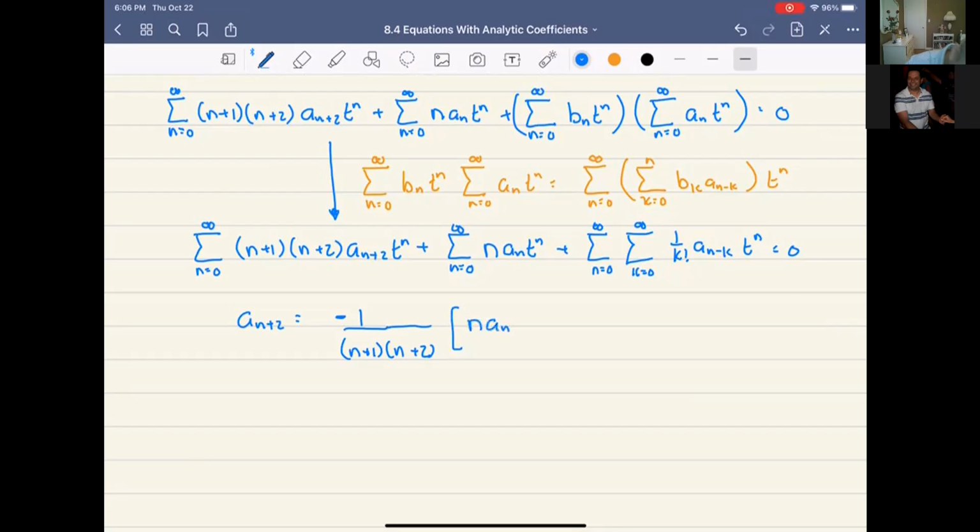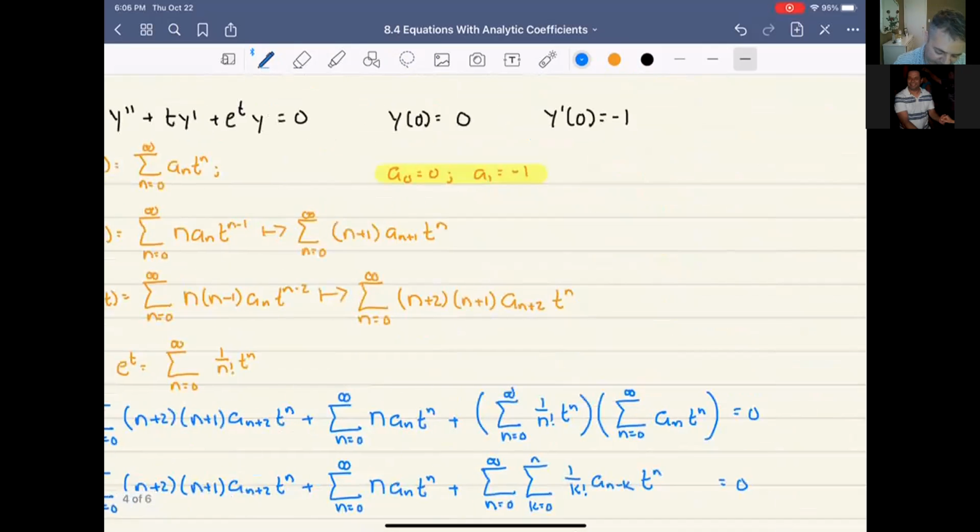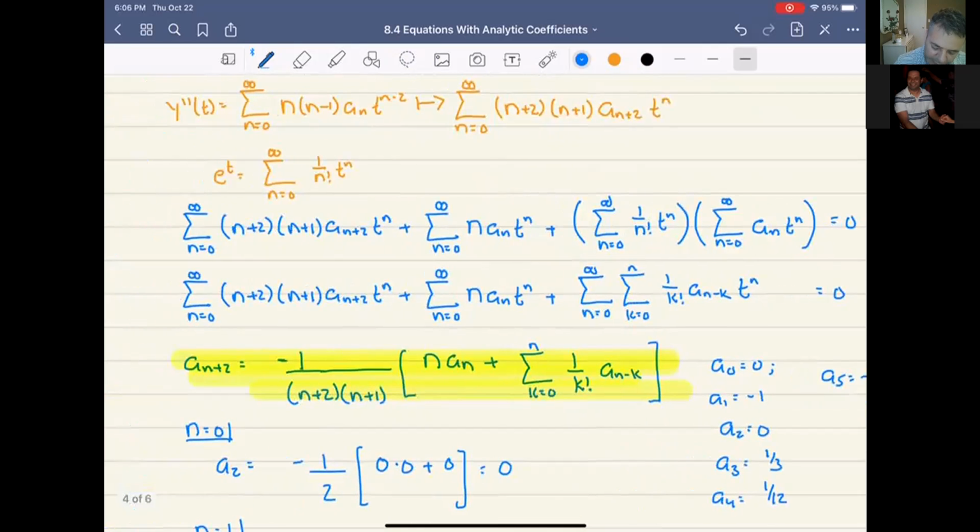n a sub n, plus the sum k goes from 0 to infinity, 1 over k factorial, a sub n minus k, oh, don't need t to the n anymore, equals 0. I'm just going to check that that matches what I did yesterday. Yep, I have it right here.